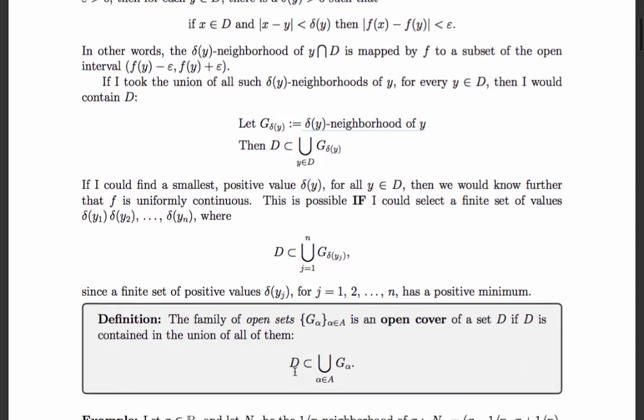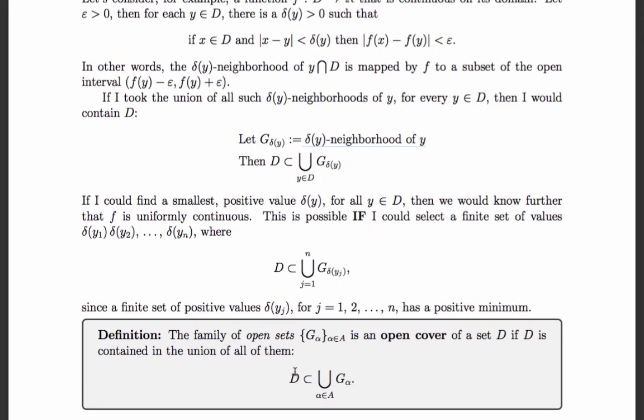Now, if I could find a smallest positive value delta of y for all y in D, in other words, I took every possible delta value corresponding to every entry of D, and there was a smallest one, then we would know that in fact f is uniformly continuous.